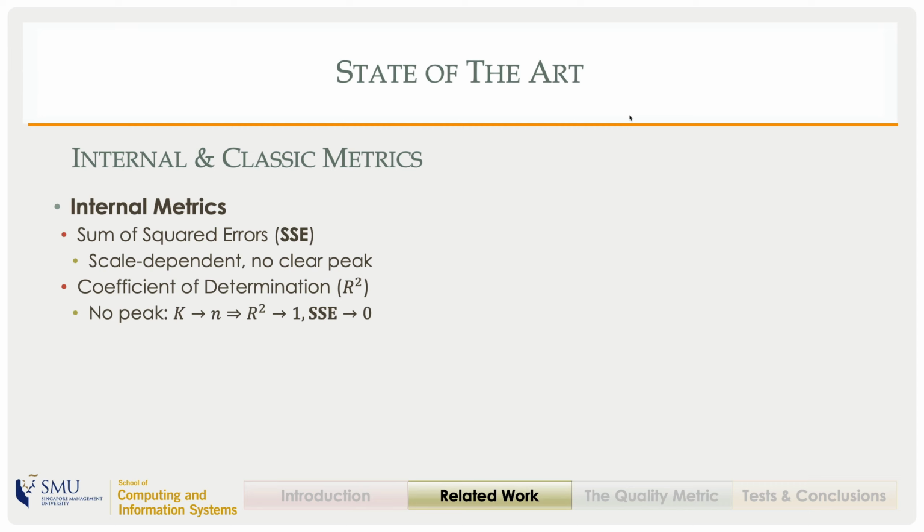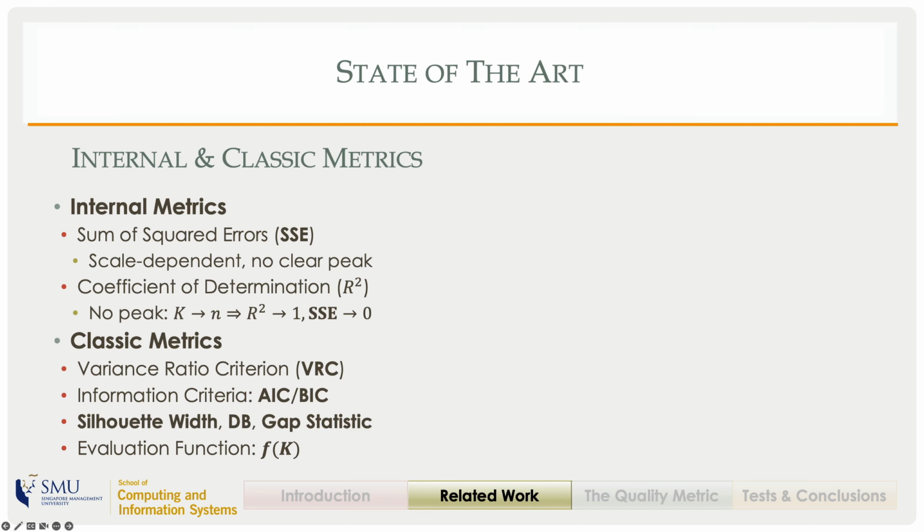You can get rid of the scale dependence using the coefficient of determination, R square, which is the fraction of the variance explained by the model. Because it's a fraction, it is scale independent. But both these things have a problem that there is no clear peak. When k tends to the maximum number possible, which is the number of observations, R square will tend to 1 and SSE will tend to 0.